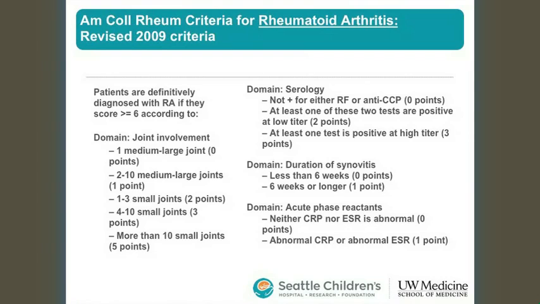I won't go through all of them, but you'll notice in the domain of serology you get points, and you try to get this rheumatoid arthritis score, and patients get the diagnosis if they get a score of 6 or greater. You get points for joint pain, inflammation of the synovium, other lab tests, and then for autoantibodies, now you get a point for either RF or anti-CCP, and then another point if it's highly positive versus negative. So now anti-CCP is part of the picture.